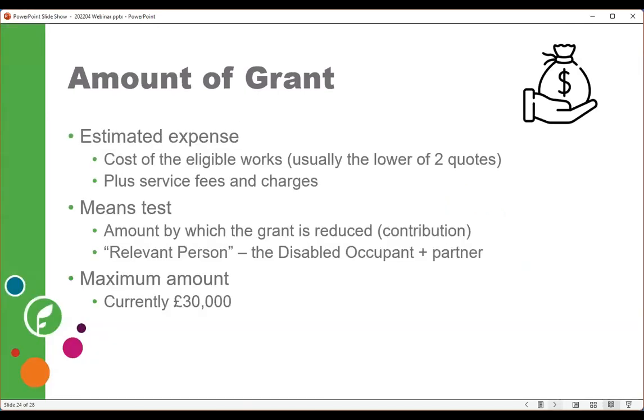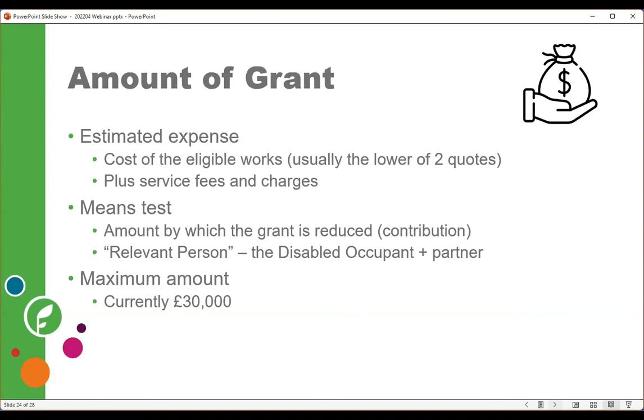So the last one is amount of grant. This is the 4th of the 4 pillars of DFG eligibility. And it's based on estimated expense, the means test, and the maximum amount. So the estimated expense is very simply the cost of the eligible work, those things that we had in the basket at the bottom of the earlier slide. And you would usually get that from either the lower of 2 quotes or from a schedule of rates.